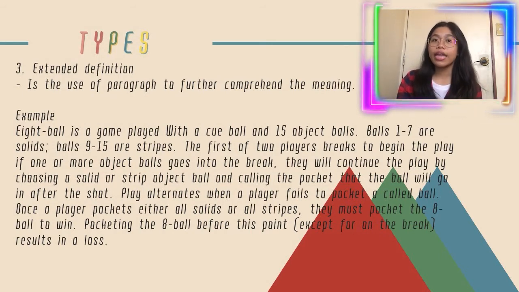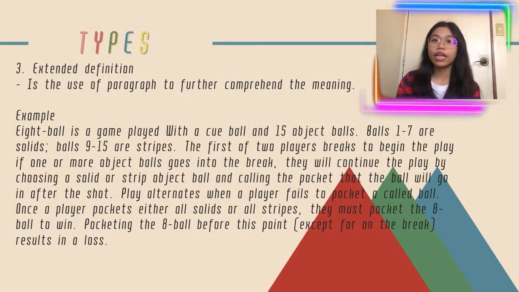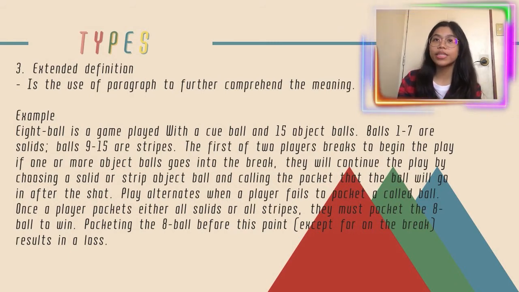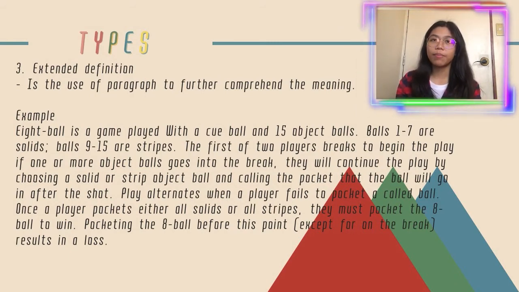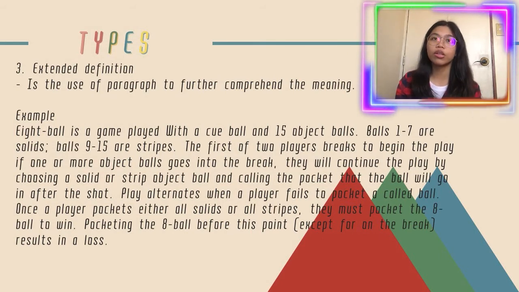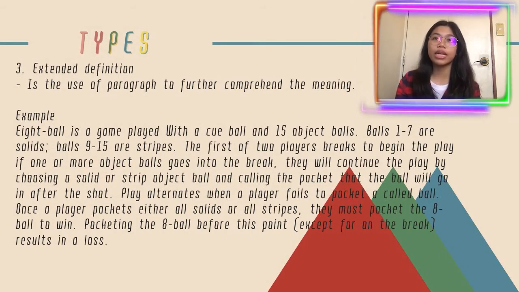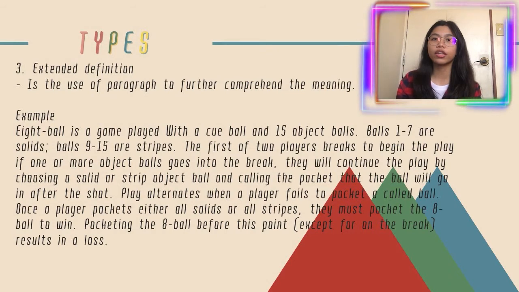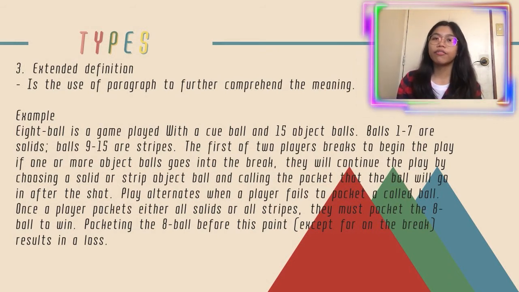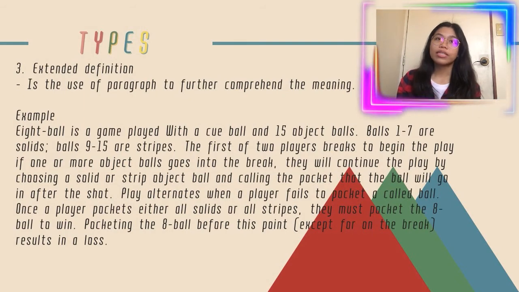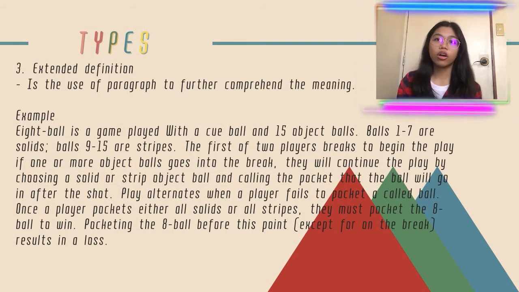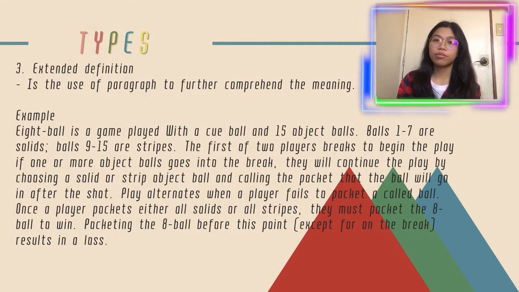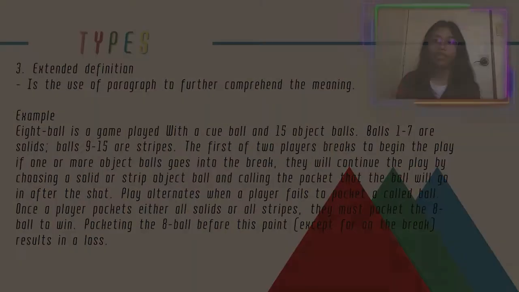For example, 8 ball is a game played with a cue ball and 15 object balls. Balls 1 to 7 are solids, balls 9 to 15 are stripes. The first of two players breaks to begin the play. If one or more object balls go into the break, they will continue the play by choosing a solid or stripe object ball and calling the pocket that the ball will go in after the shot. Play alternates when a player fails to pocket a called ball. Once a player pockets either all solids or all stripes, they must pocket the 8th ball to win. Pocketing the 8th ball before this point, except for on the break, results in a loss.